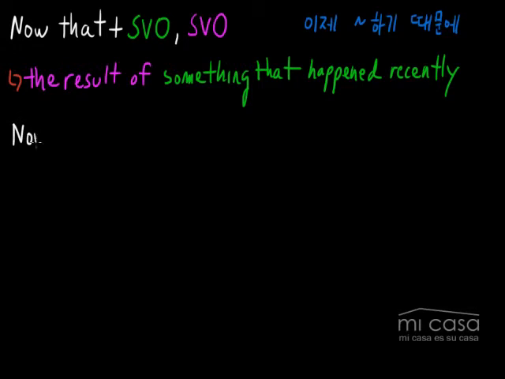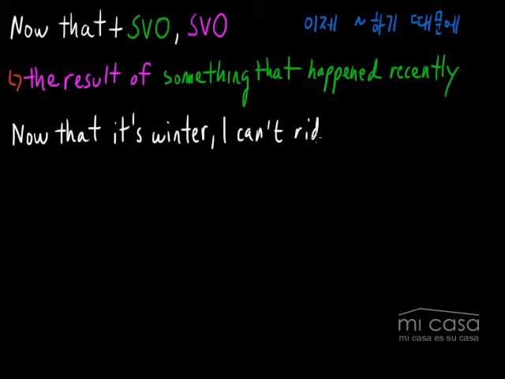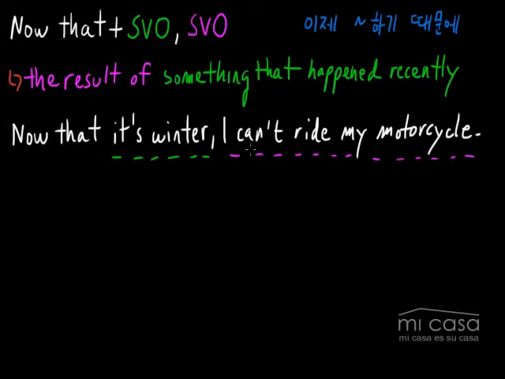Now that it's winter. Now that it's winter, I can't ride my motorcycle. I usually ride a motorcycle to work because it's much faster and more comfortable. But now that it's winter, I can't ride my motorcycle. It's terrible. So again, here we have now that, and then we have something that happened recently. It's winter. It became winter quite recently. And then in the next sentence, we have the result of this. I can't ride my motorcycle.